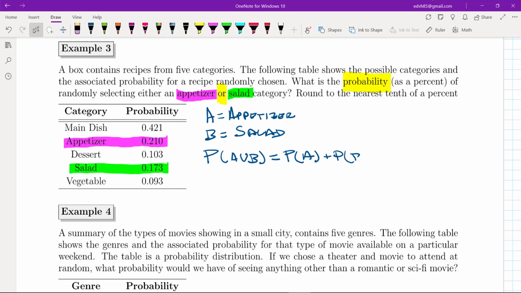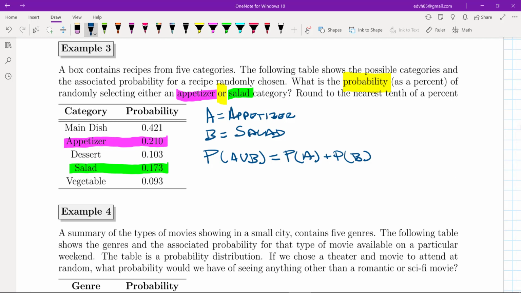the two probabilities and subtract any overlaps. But in this case, from this table, there's no overlap because this is not a two-way table. So we can just get rid of that term. We don't need to use it. These events are actually mutually exclusive, right? Appetizer and salad, in this case, they're not overlapping. So all we do is add these numbers.